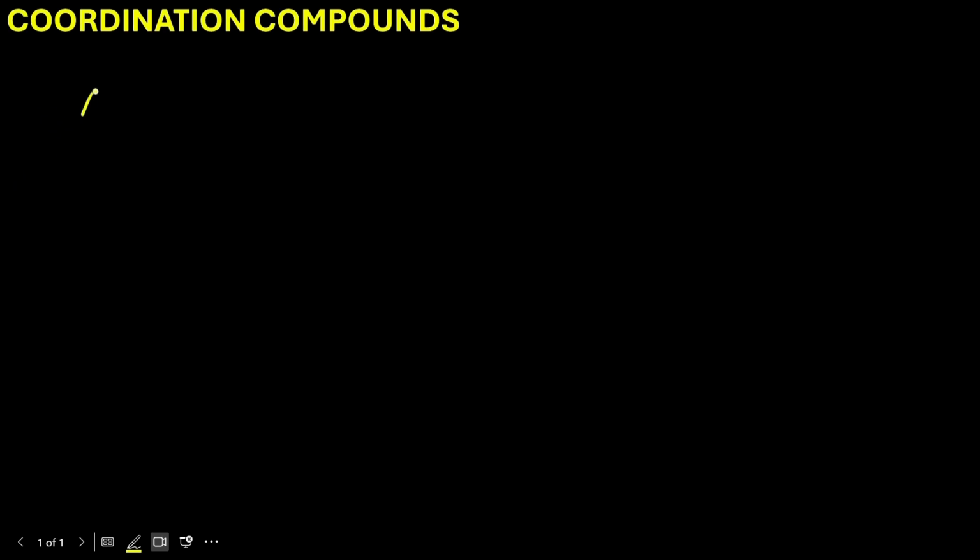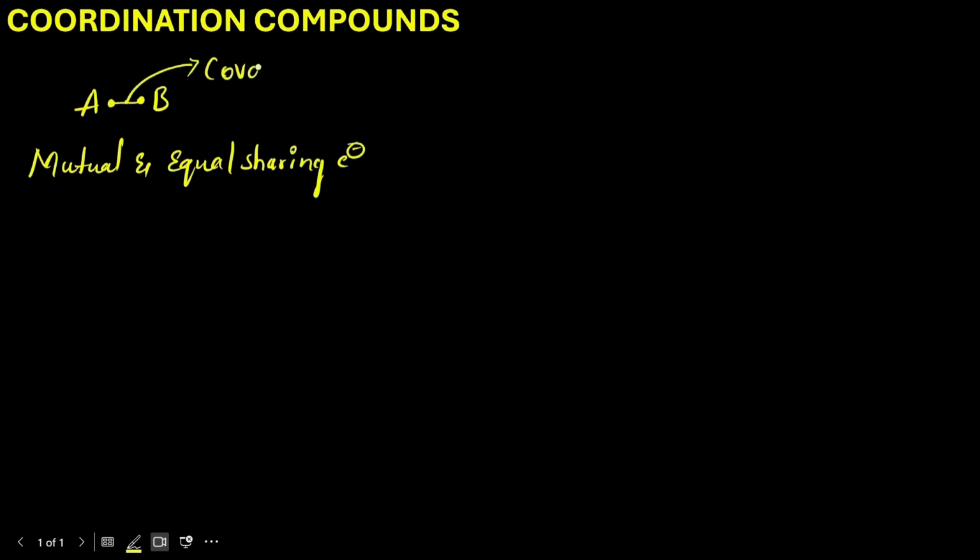First, we will consider atom A, which has 1 electron, and atom B, which has 1 electron. In order to form a bond between A and B, we know that 2 electrons are required. So both A and B donate 1 electron each to form the bond. That means mutual and equal sharing of electrons is taking place. This type of bond is called a covalent bond.